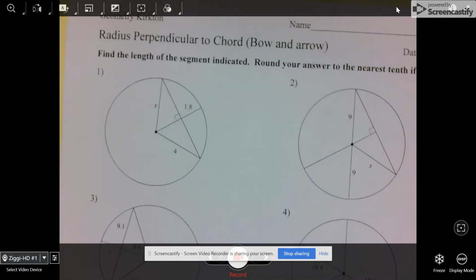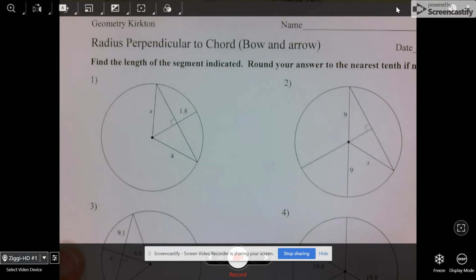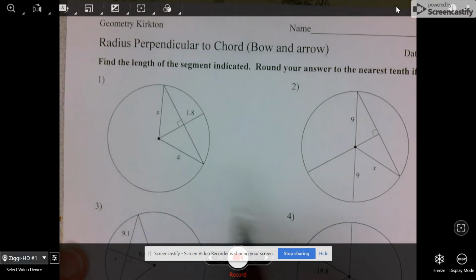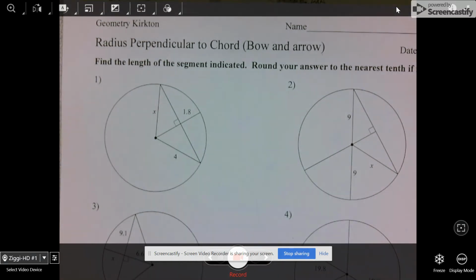All right, we're getting down to the notes for towards the end of the year. This is after your homework check, and we're going to do another circle property. This has to do with some of the segments in a circle and not so much with the angles, although there may be angles possibly involved.